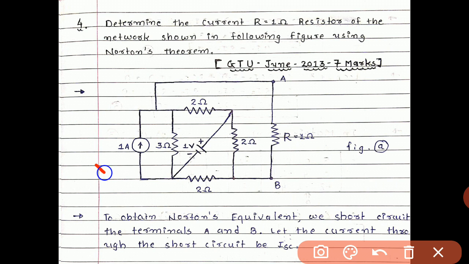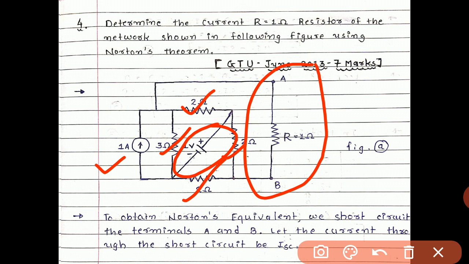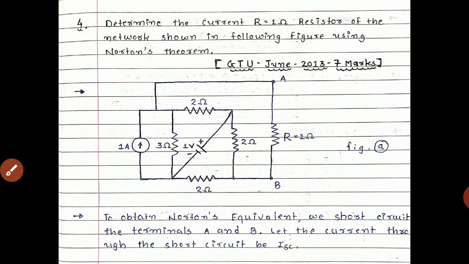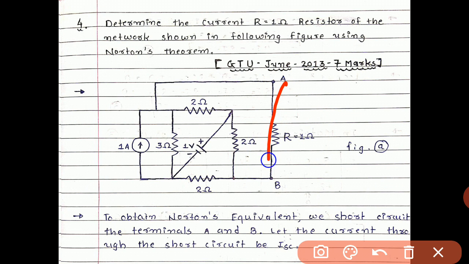A 1 ampere source is given, resistances are given, a total of 4 resistances, and one voltage source is also given in between them, and one load of 1 ohm is also given between terminals AB. So mark this figure as figure number A. To obtain Norton's equivalent, we short circuit the terminals AB. So we first short the terminals AB.